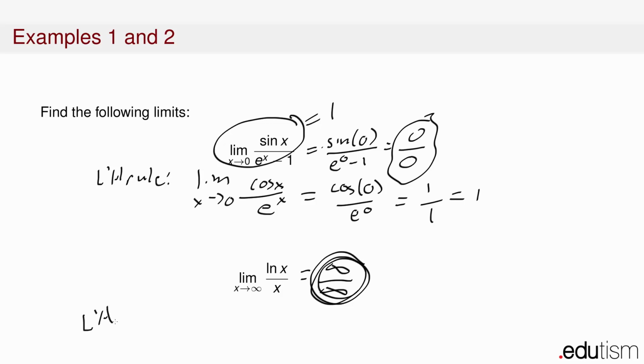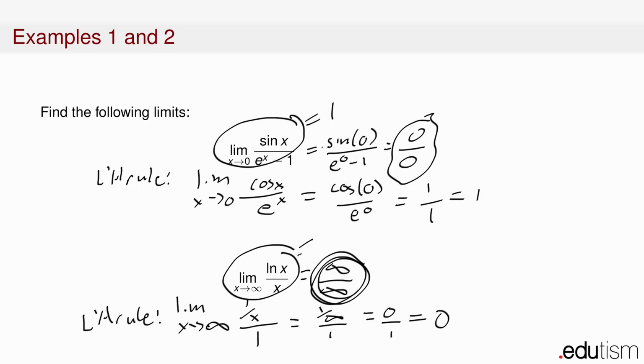So we're going to use L'Hopital's rule, and what this says is we take the derivative of the top and the derivative of the bottom. The derivative of ln x is 1 over x, the derivative of the bottom is 1. Now we plug in infinity for x, we get 1 over infinity over 1, which is 0 over 1, which is 0. So that means that this original limit goes to 0.